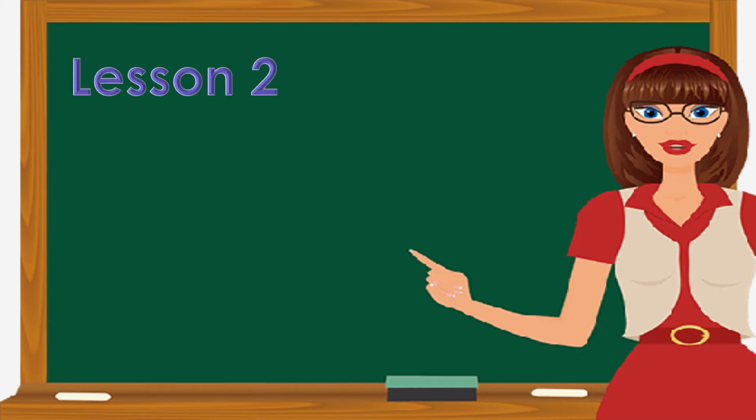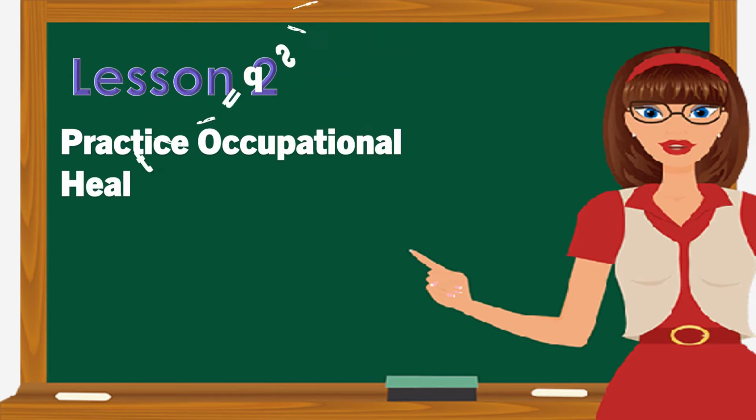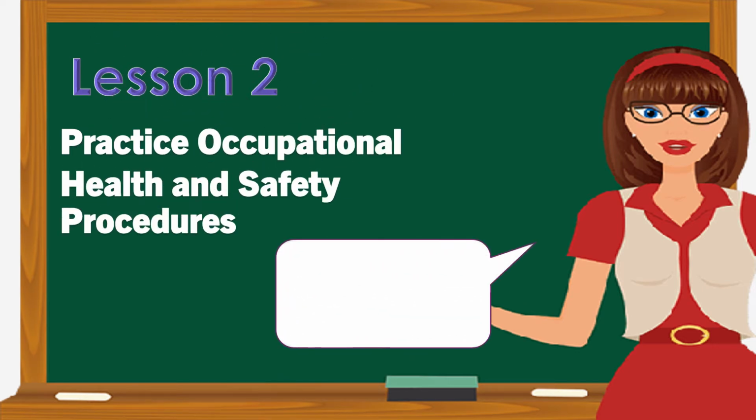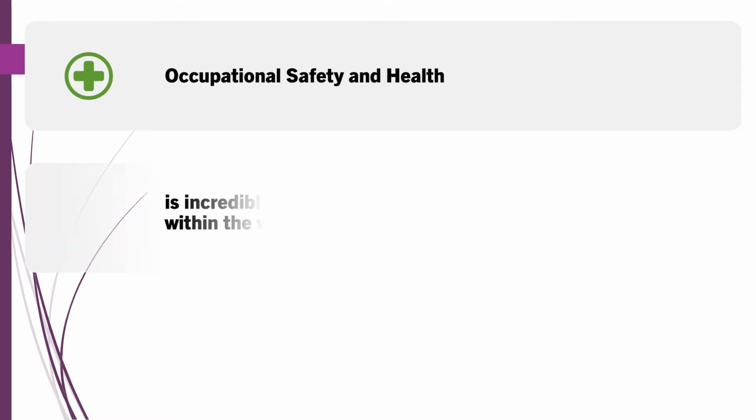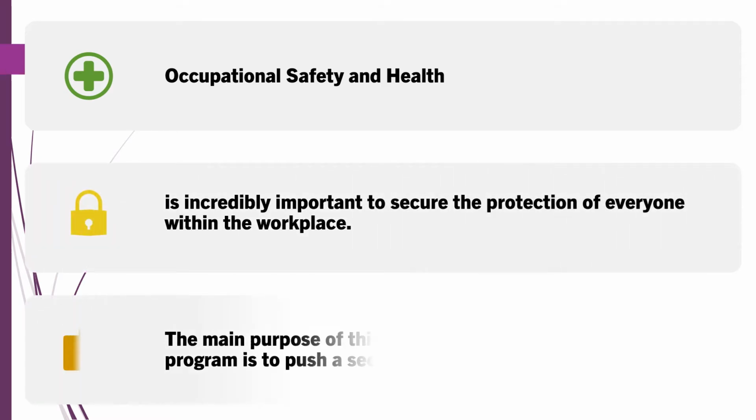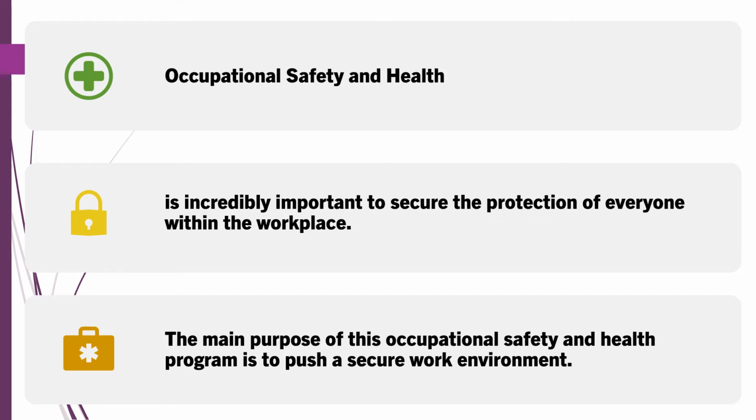For lesson 2, the topic is Practice Occupational Health and Safety Procedures. You might ask, what is occupational safety and health? Is it important? Is it relevant? Let's find out. To answer your question, occupational safety and health is incredibly important to secure the protection of everyone within the workplace. The main purpose of this occupational safety and health program is to promote a secure work environment.